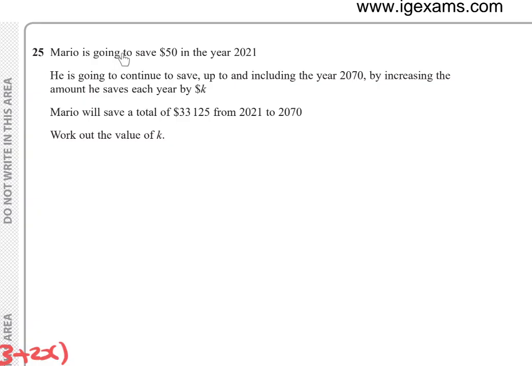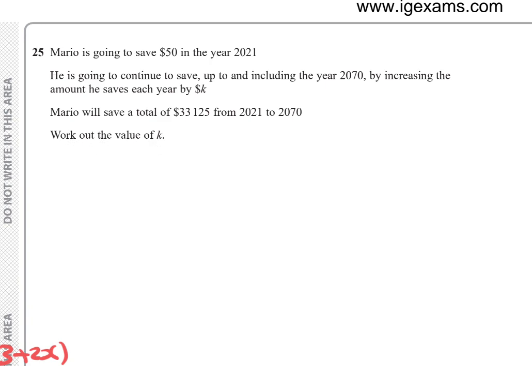25. Mario is going to save $50 in the year 2021. He is going to continue to save up to and including the year 2070 by increasing the amount he saves each year by k dollars. Mario will save a total of $33,125 from 2021 to 2070. Work out the value of k.